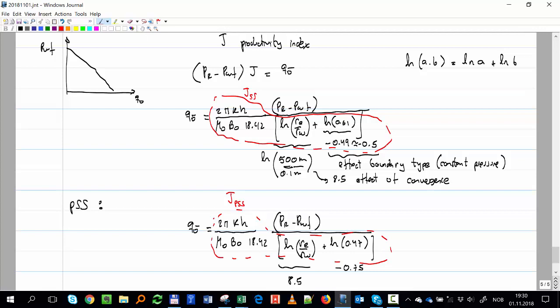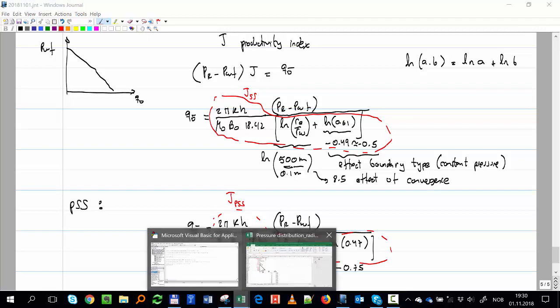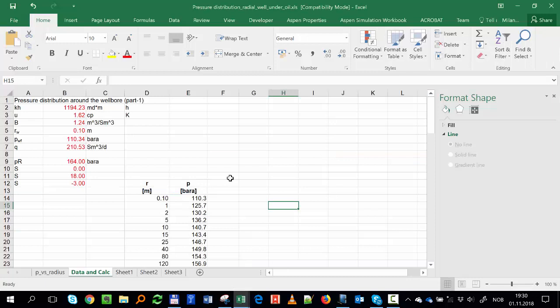So let's do an exercise. Let's calculate, for the same well that we have done before, this J and the IPR. For that, we have to create another column called PWF, and that will be in bar. And here we have the Q of the oil, and that will be in standard cubic meter per day.